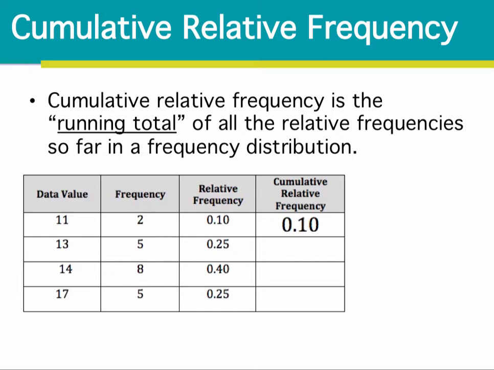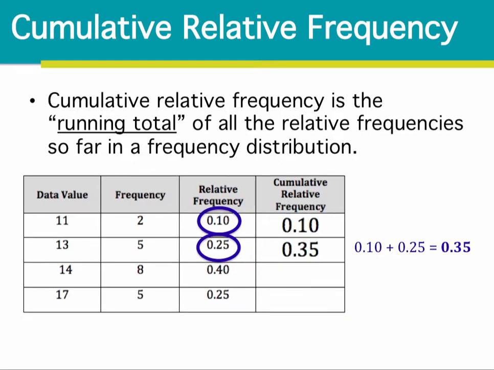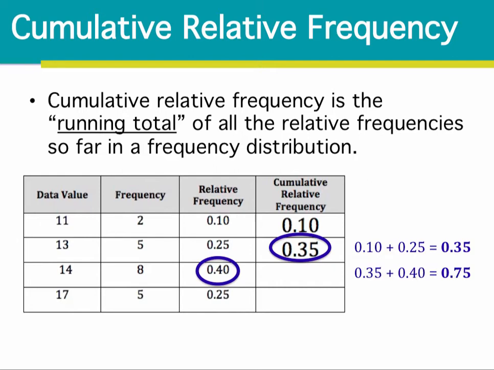But now the second row is going to take that first row and that second row and add them together for a running total. Well, 0.10 and 0.25 is equal to 0.35. That goes in the cumulative relative frequency of the second row. Now for the data value 14, we're going to add the sum of the first two, 0.35, to the relative frequency of the data value for 14, which is 0.40. When we add these two together, we get 0.75.